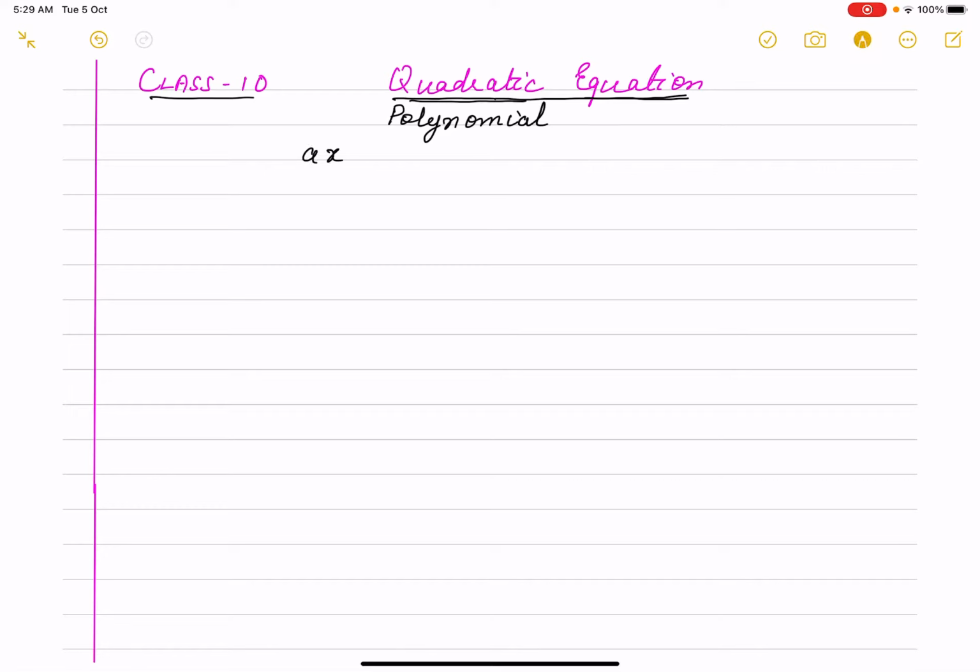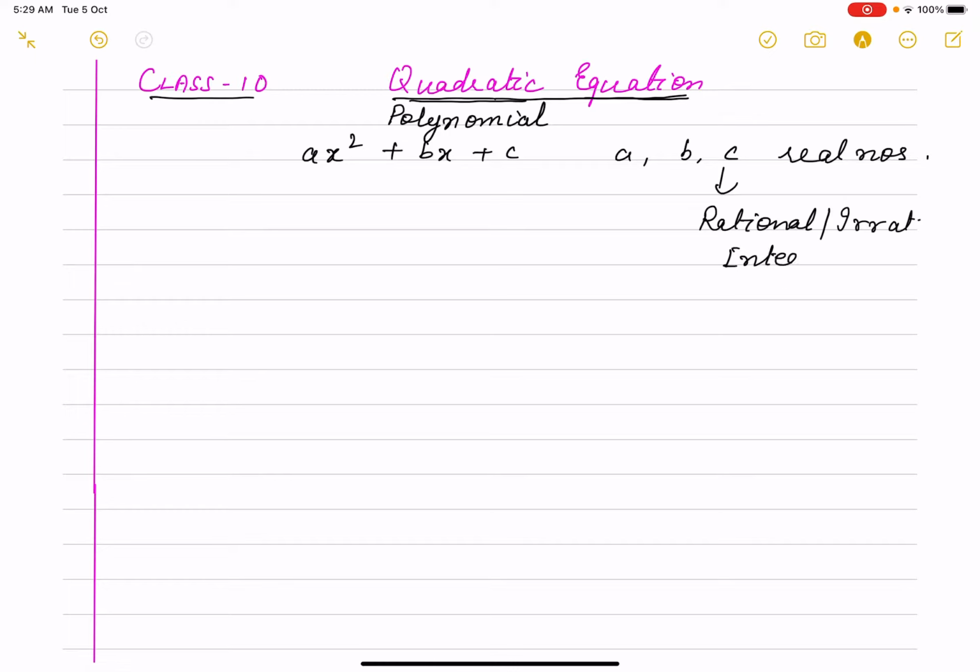It is of the form ax square plus bx plus c, where a, b, c are real numbers. Real numbers means it can be rational, it can be irrational. Integers means all types of numbers we can take. This natural number, whole number. If you remember the house of number system which we have done, real numbers include all numbers.